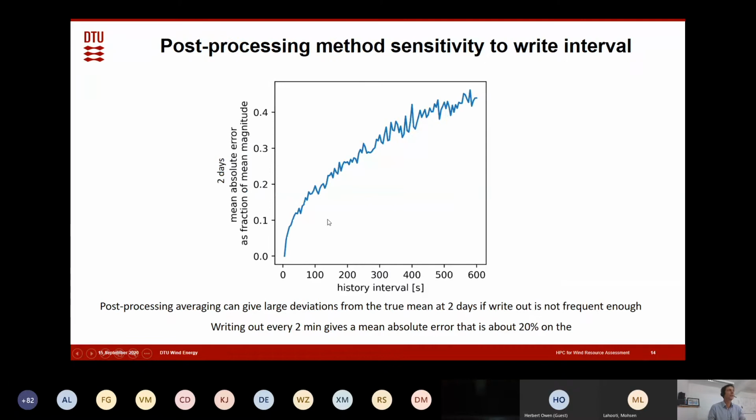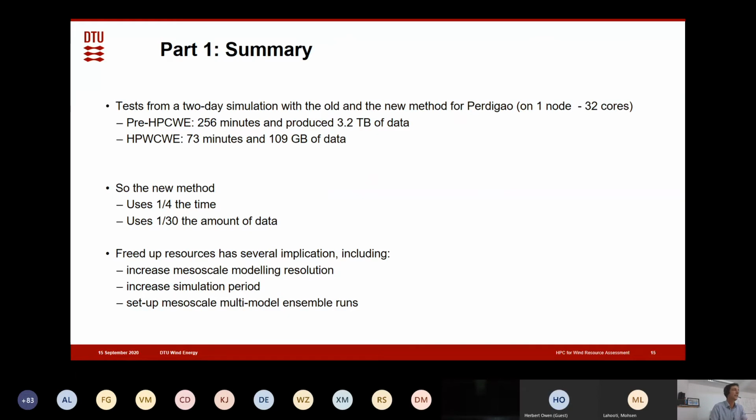And this is important. If you're doing a post-processing method, you really would need to be doing a lot of I/O. You would have to write out every time step in order to get an accurate picture of what the pressure gradient term is. So this graph is showing you that after 2 days, the mean absolute error as a fraction of the mean magnitude of the pressure gradient is growing quite significantly. Even if you only wrote out every 2 minutes, this would give a mean absolute error of around 20%. So this is a big advantage for us in this methodology, to be able to do the inline averaging.